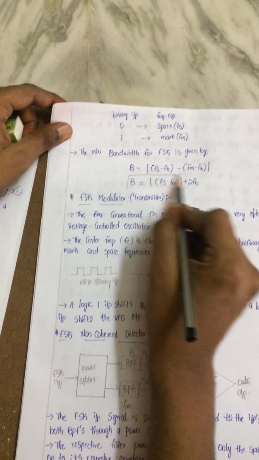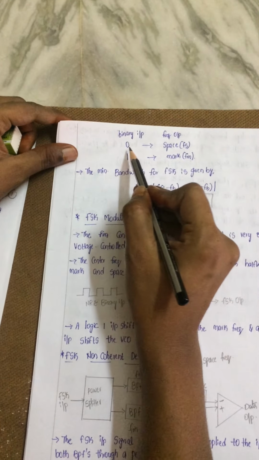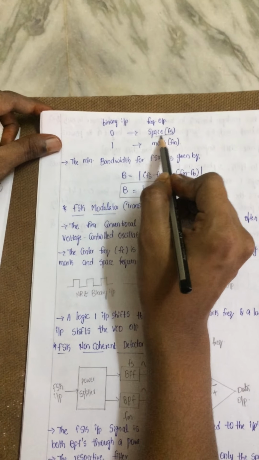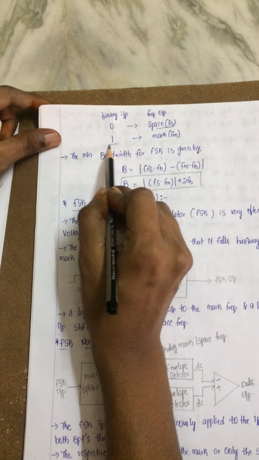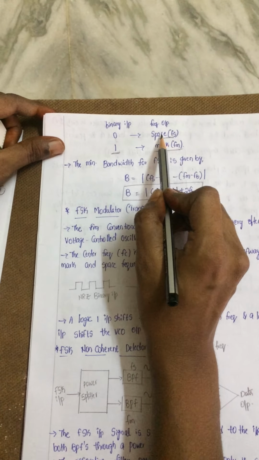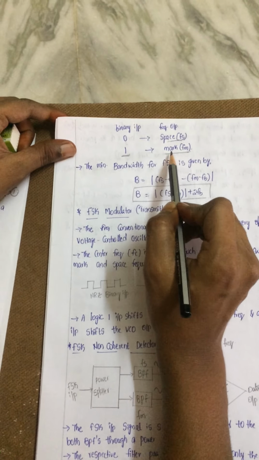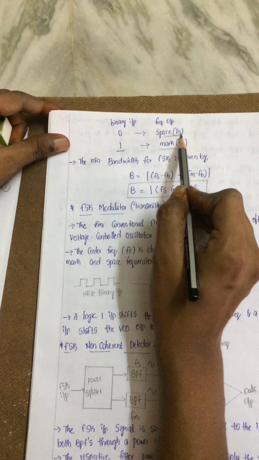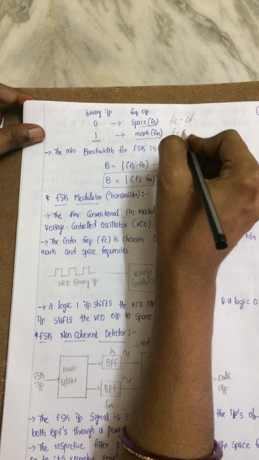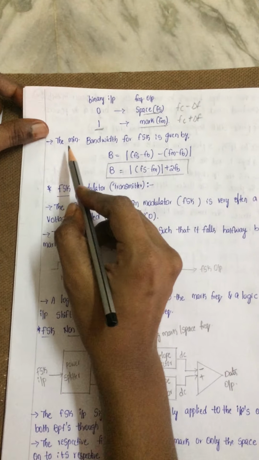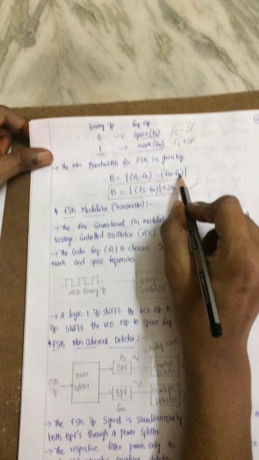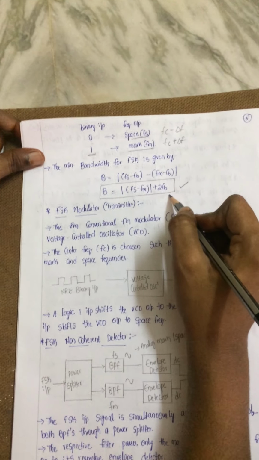So this is the bandwidth of FSK. When binary 0 is given, that reduced frequency is called as space frequency. When binary input 1 is given, that frequency is called as mark frequency. Mark means increased frequency, space means decreased frequency. Here it is Fc minus delta F and here it is Fc plus delta F. Next, the bandwidth we have to get means we got this value. The subtraction between upper and lower will give this value.